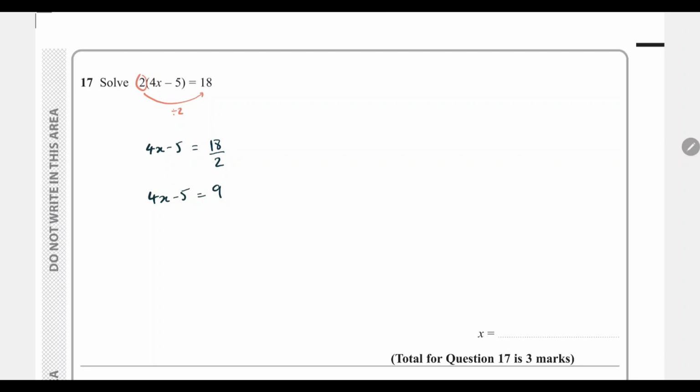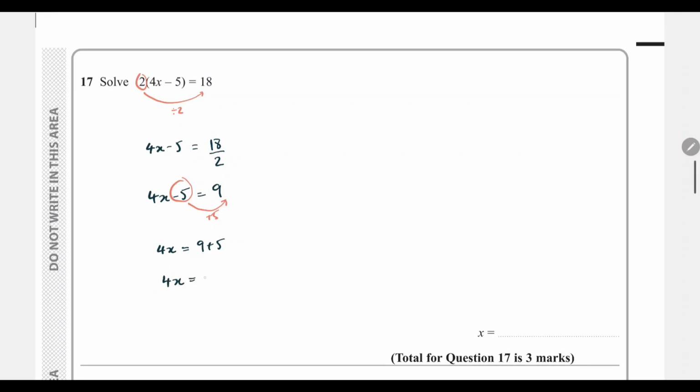The next thing that we want to do is take this minus 5 to the other side, which becomes plus 5. And so we have 4x is equal to 9 plus 5. And so 4x is equal to 14. And then finally, we want to get rid of the 4. So we take the multiply by 4 to the other side to become divide by 4. So x is equal to 14 over 4, and that's our answer. As a decimal, that will be 3.5. So x is equal to 3.5.